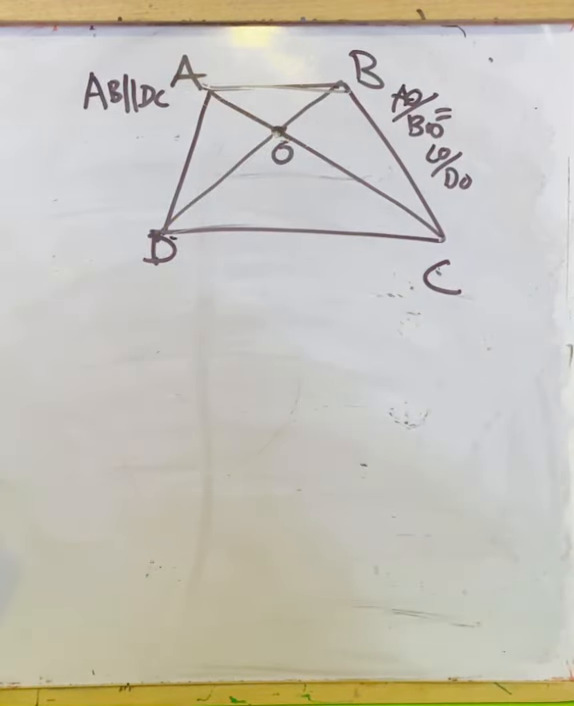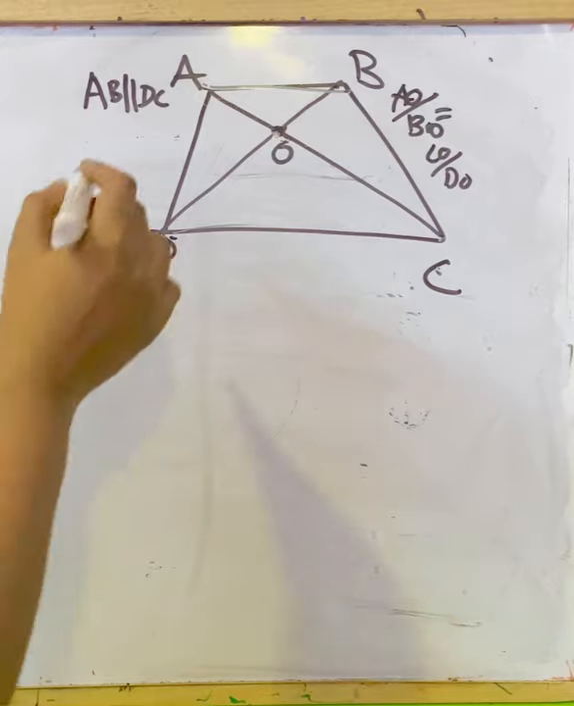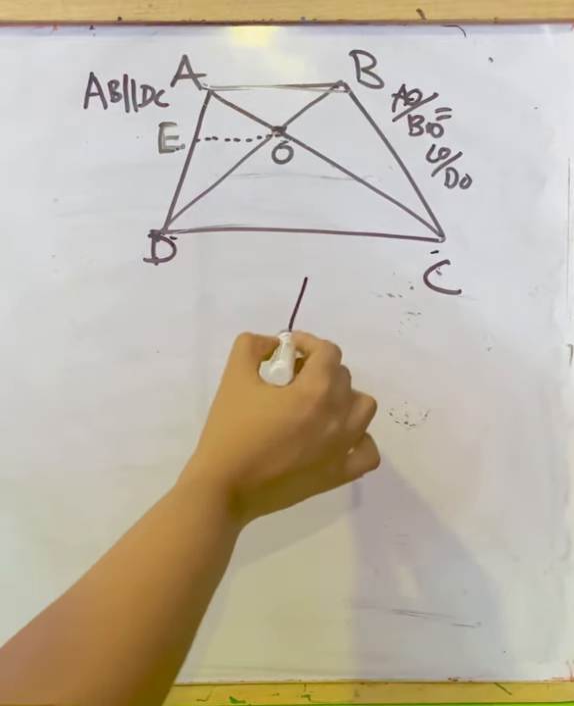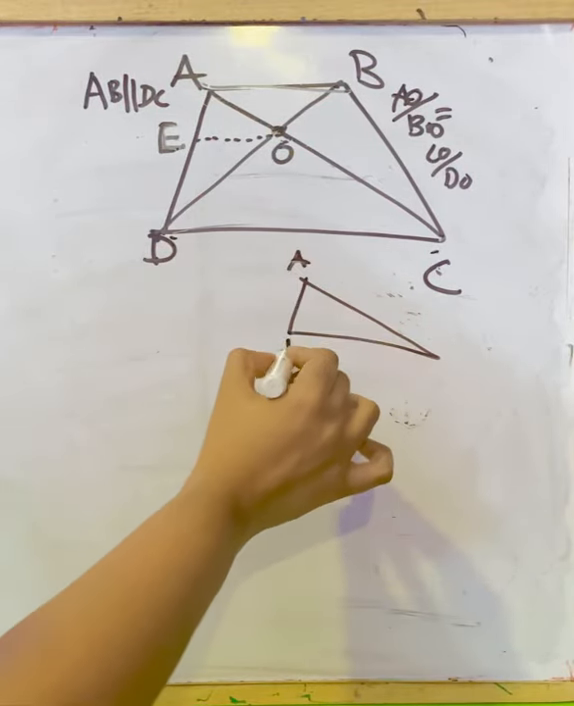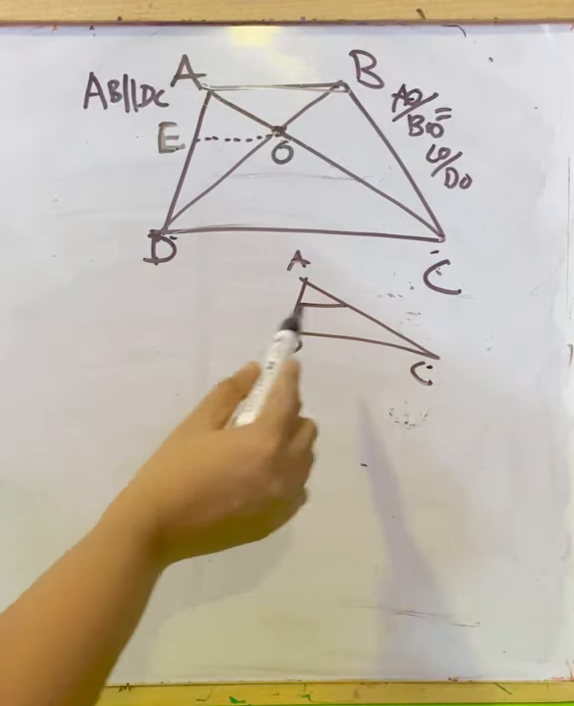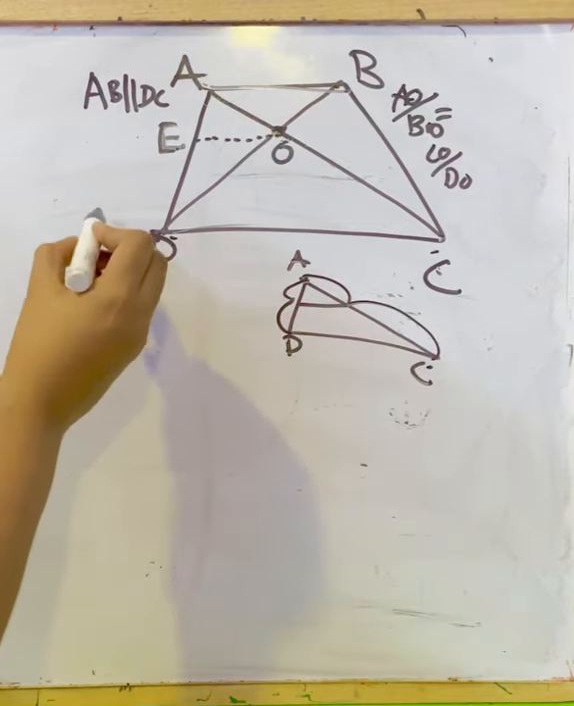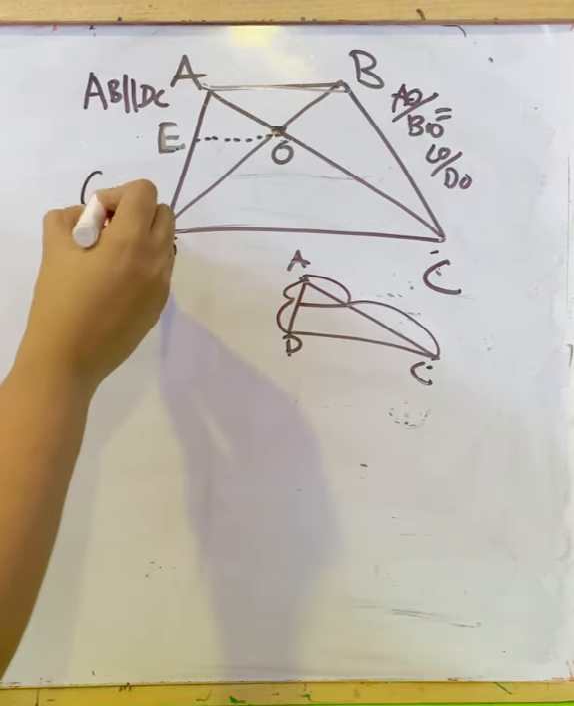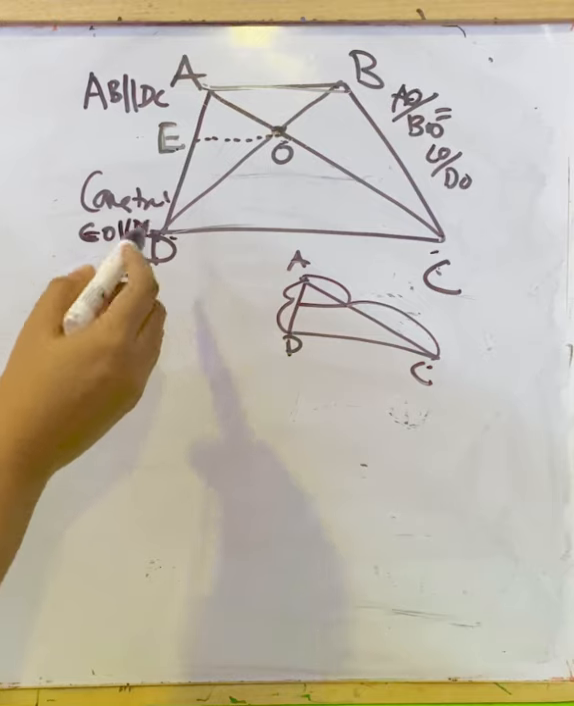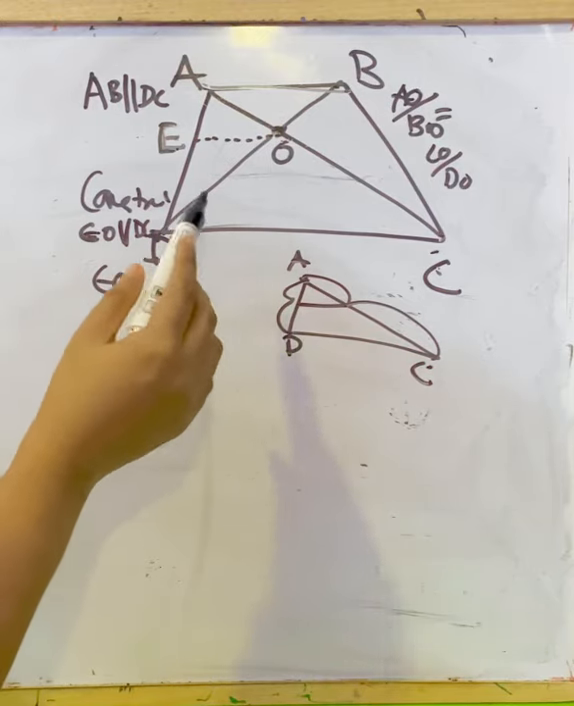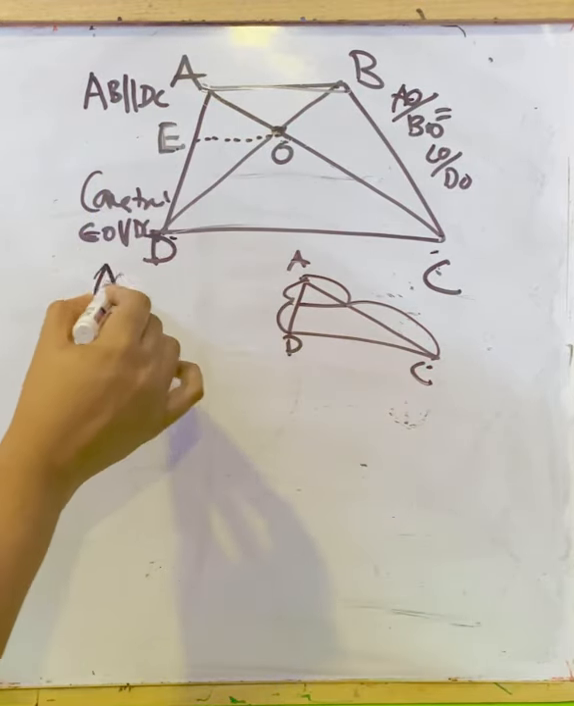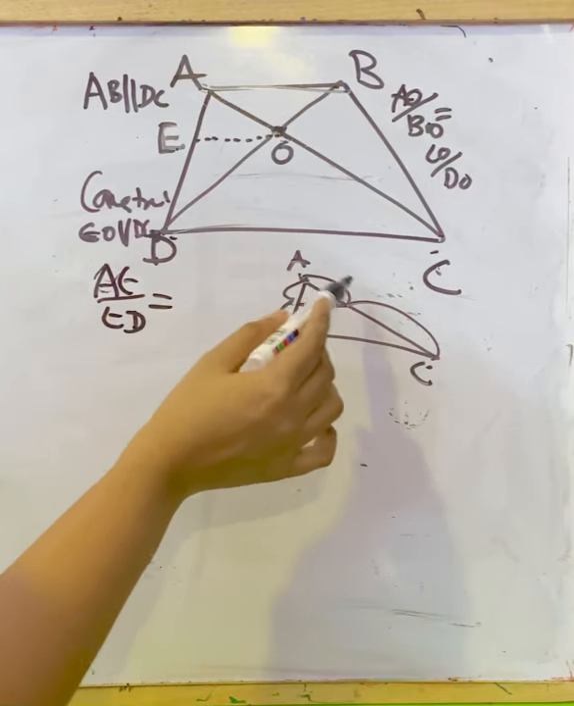So, we have to construct a line. Here, let us construct this E, where EO is parallel to DC. Now, consider this triangle, ADC. Here we have a parallel line. Now, if EO is parallel to DC, then we can take this proportionality. This is our construction. Construct EO parallel to DC. And after construction, we can say EO is parallel to DC. So, AE by ED equal to AO by OC.